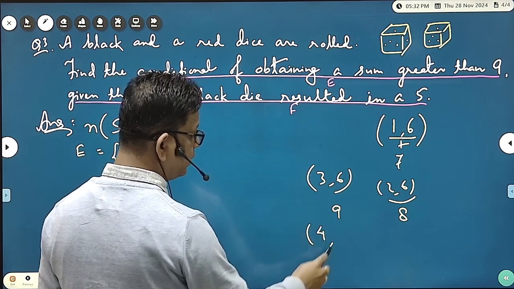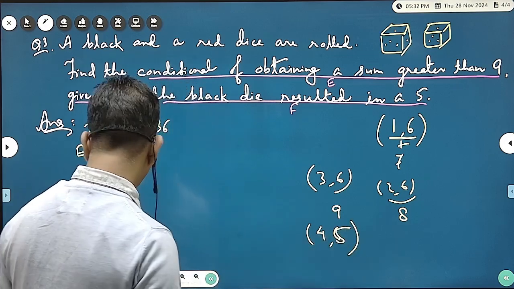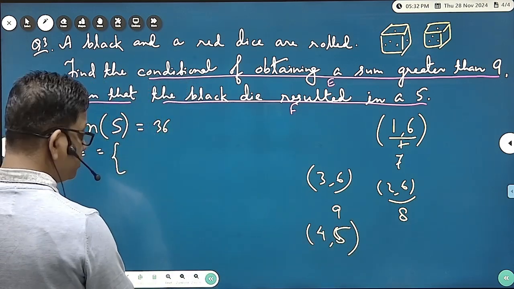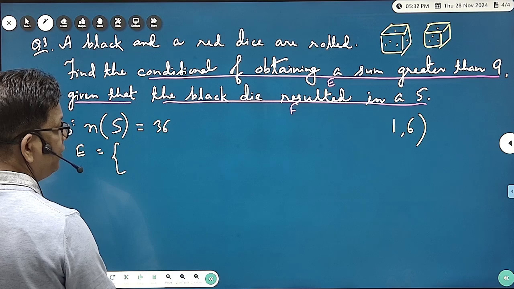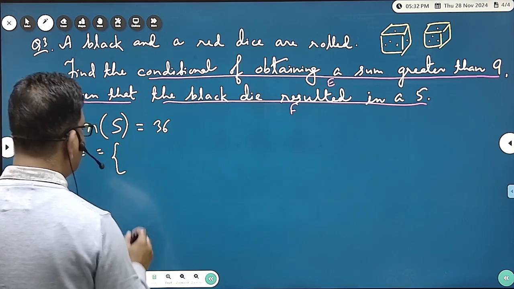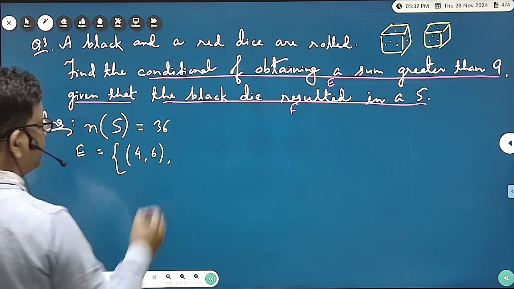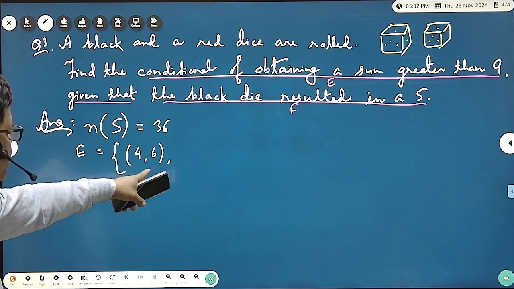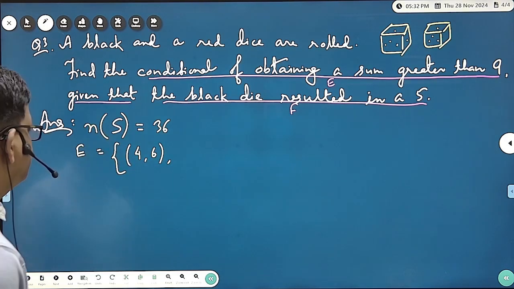4 and 6. Can I write 4 5? No, because 4 plus 5 is 9, not greater than 9. So the very first outcome, yes, you got the idea. Let's continue. The very first outcome where the sum comes to be greater than 9 is 4 6. So with 4 5 and 3 5, all these will not work.